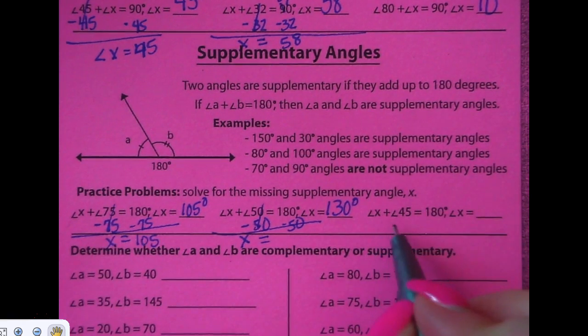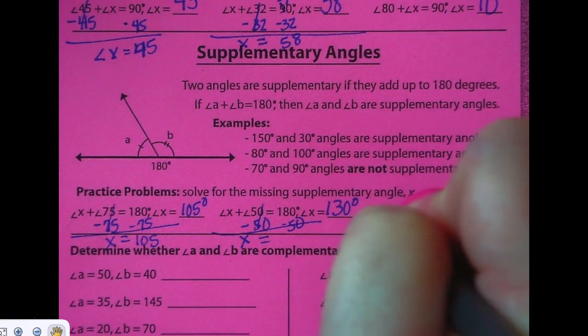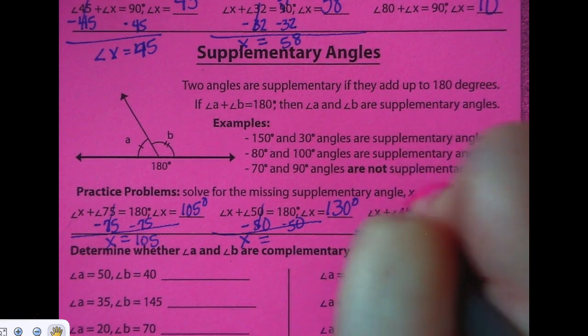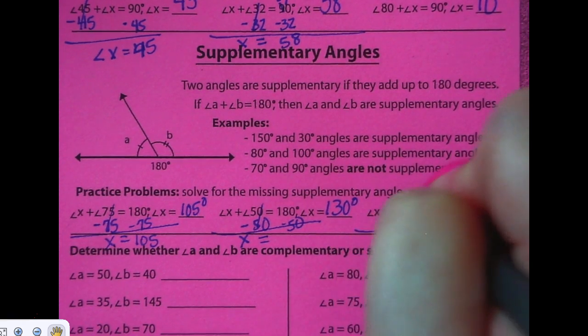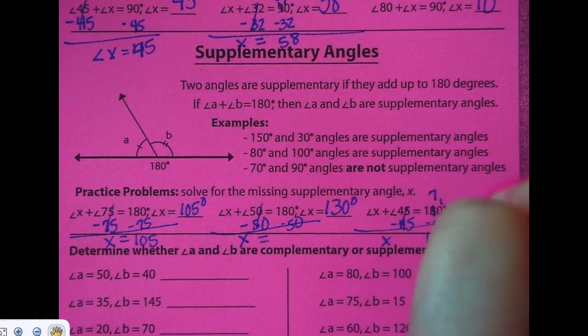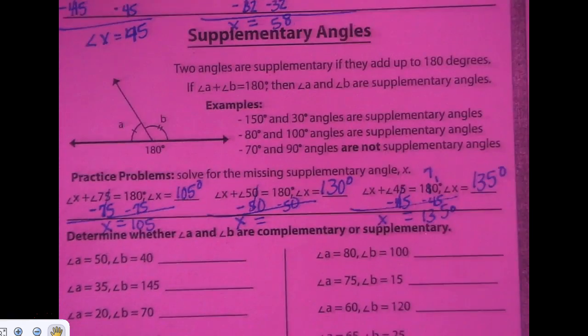Angle X plus 45. So subtract 45 from both sides. I'm going to have to do some borrowing here. 180 minus 45 is 135 degrees. So 135 degrees.